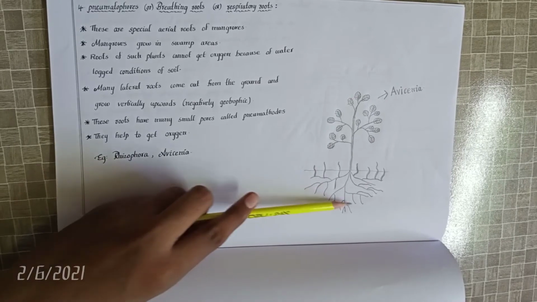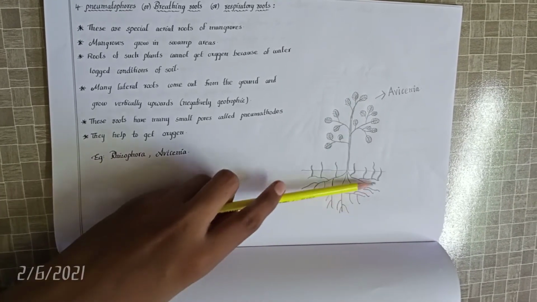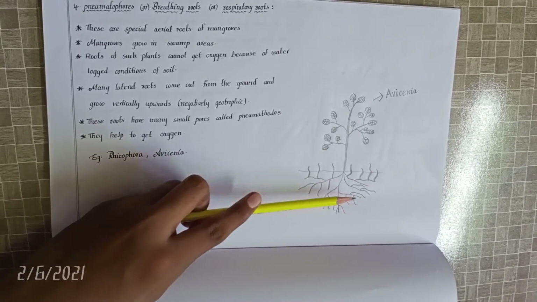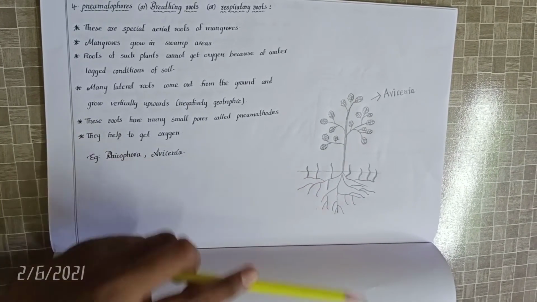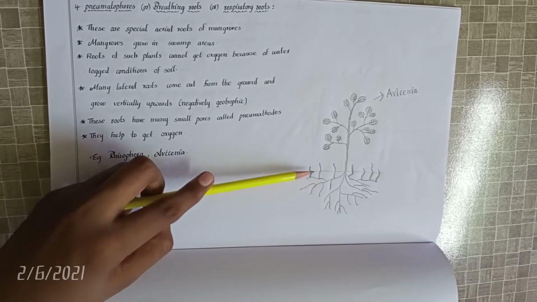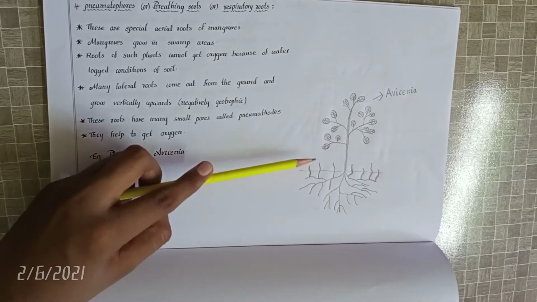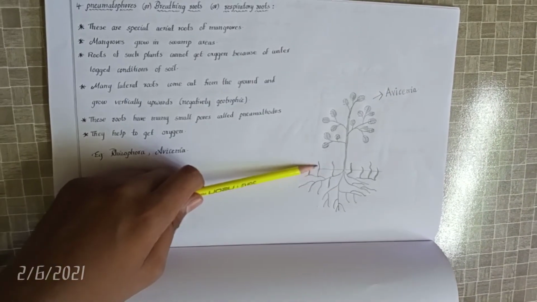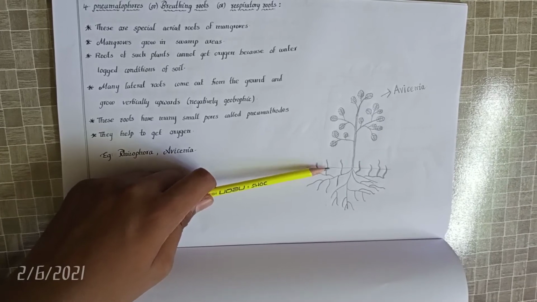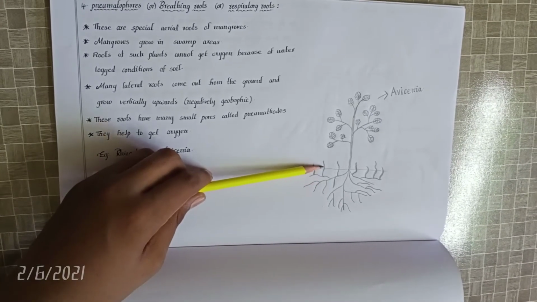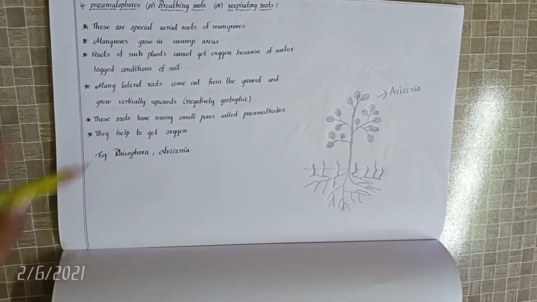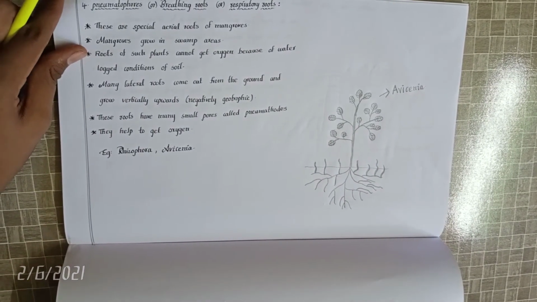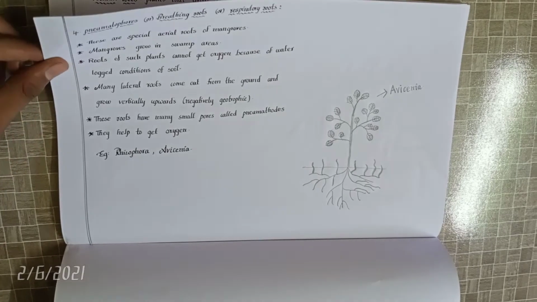Here the area is full of swampy conditions. Due to this swampy, waterlogged condition, the roots cannot get oxygen. Being unable to get oxygen, the roots will grow vertically upwards, that is negatively geotropic. They contain small pores called pneumatophores, which help the plant to get oxygen and support. This is one of the root modifications, and this is important.